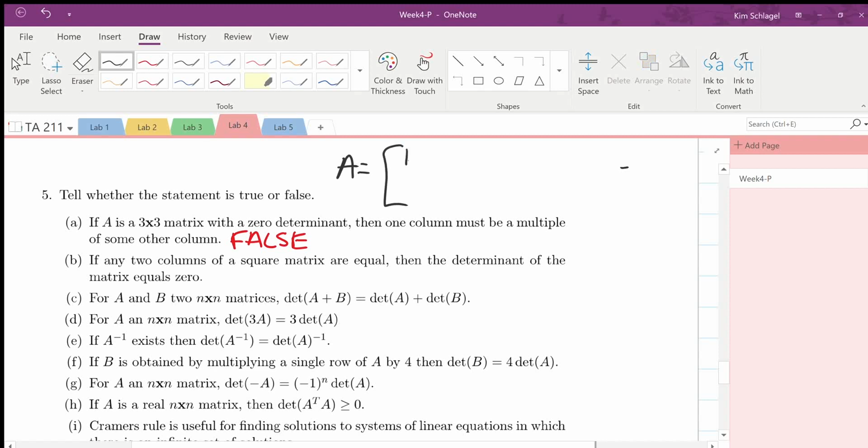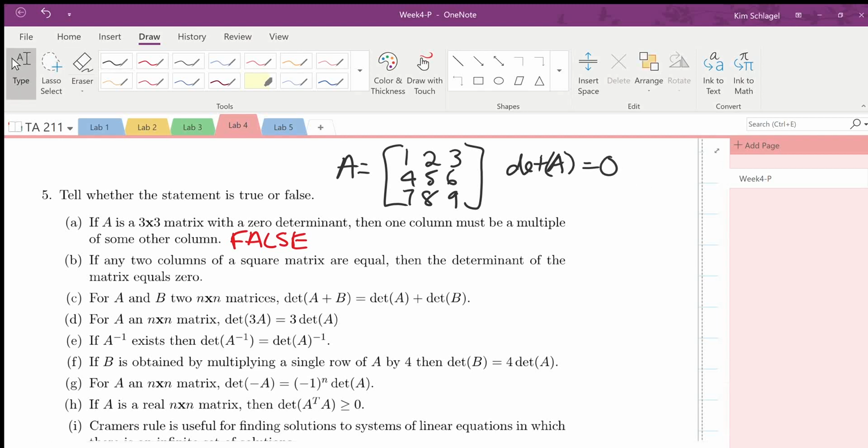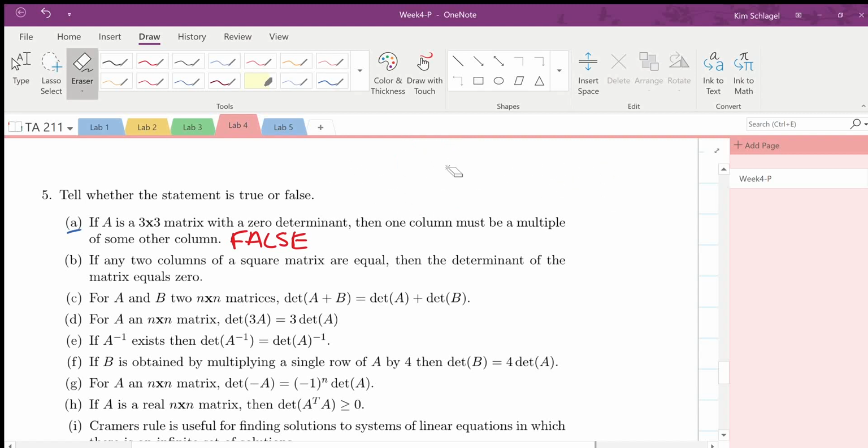So it's just this matrix here, 4, 5, 6, 7, 8, 9. And when you work out the determinant, it actually equals 0. So I'm not going to do this whole thing out. You guys can check that for yourself. But this matrix has no columns that are multiples of each other. So for example, you can't take this column and multiply it by something to get this column, or similarly with all the other columns. So they're not multiples of each other, and yet the determinant equals 0. Okay, so this A question is false.